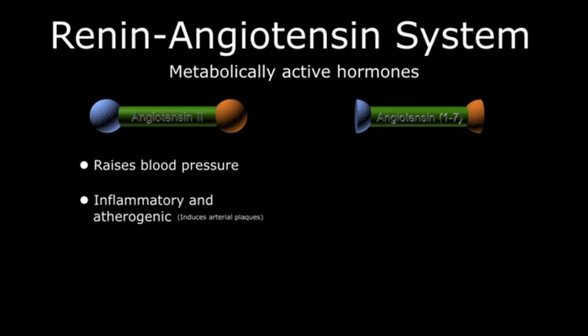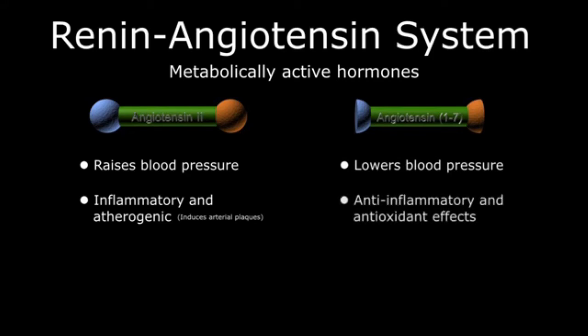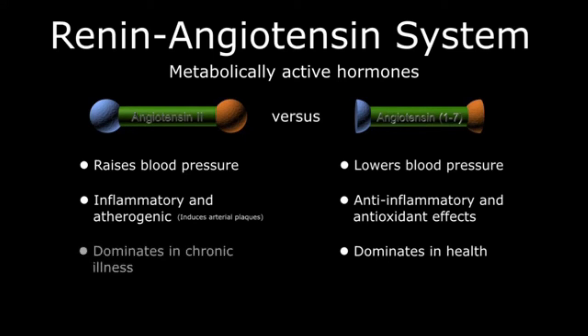Angiotensin I-7, on the other hand, lowers blood pressure and appears to have anti-inflammatory and antioxidant effects, reducing atherosclerotic disease in our vessels. As you can see, these two key hormones are in direct competition, and the dominant species is probably determined by the individual's baseline health status. In young, healthy, and physically fit individuals, angiotensin I-7 is king. However, in a sedentary, elderly individual with heart failure, hypertension, diabetes, and a poor diet, angiotensin II would rule.